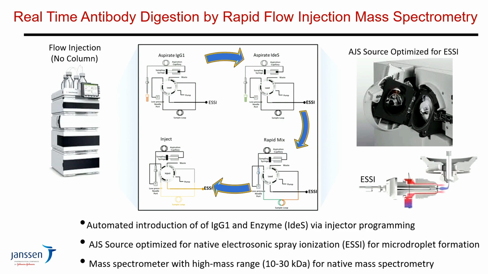And what we've done is modify the electrospray source to perform electrosonic spray ionization, which will produce the microdroplets. And since there is no quenching step, what we are doing is introducing the molecule and its fragments directly into the mass spec under native conditions. So we need to extend the mass range to about 30,000, which we can do on the Agilent 6545 XT.